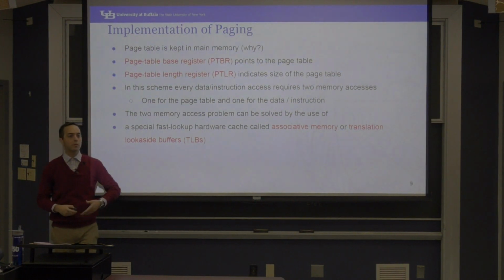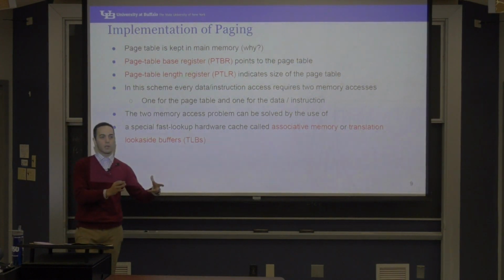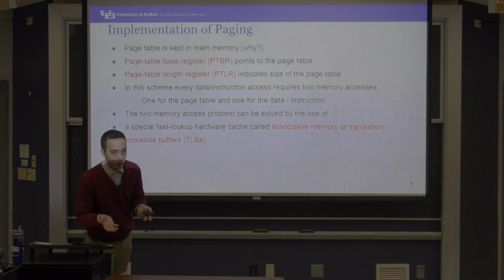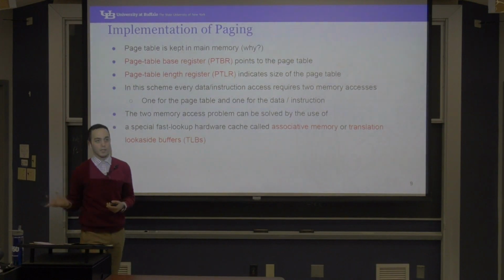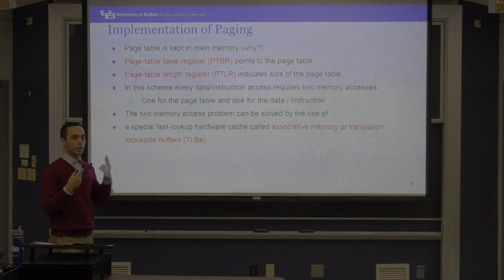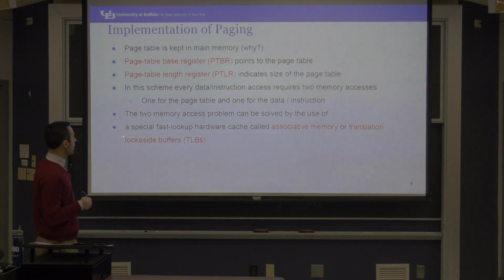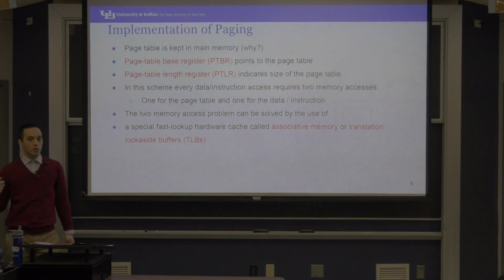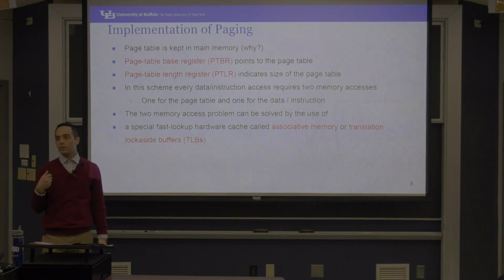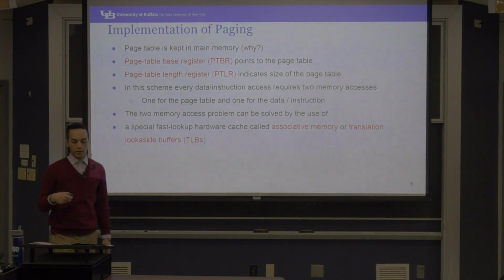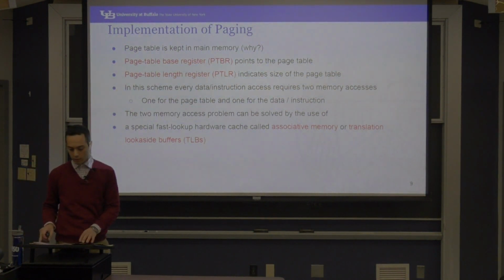Next instruction: now save the result of my calculation into address 2000. It might be on a different page, right? So which page does 2000 fall into? Okay, this frame. Now I'll add the offset and store it, right? So each access to memory will now be twice. The 2 memory access problem can be solved by use of a special lookup table, which is called the TLB, translation lookaside buffer.